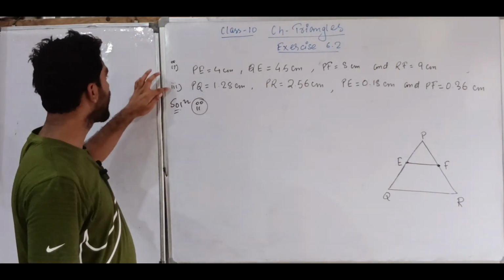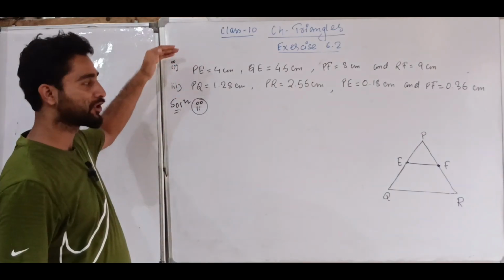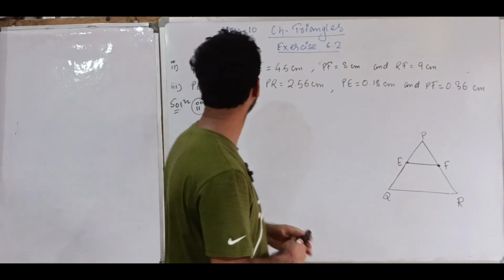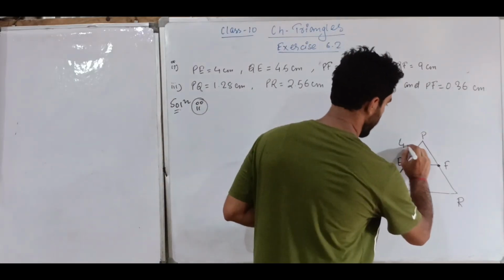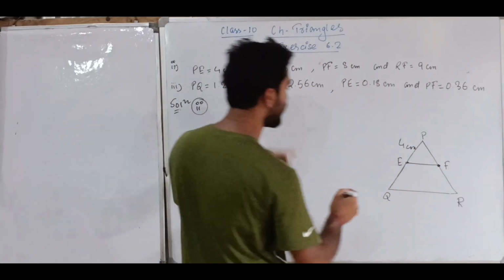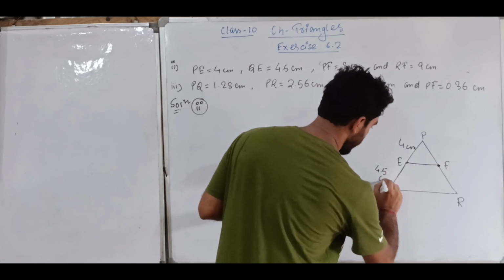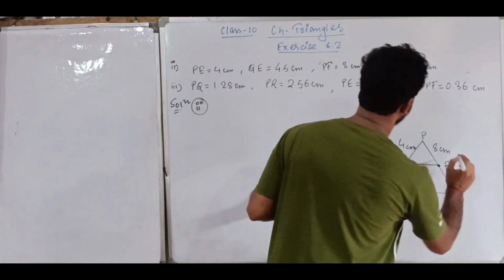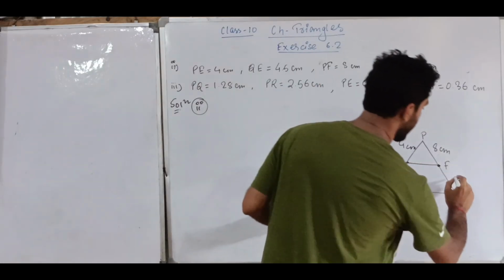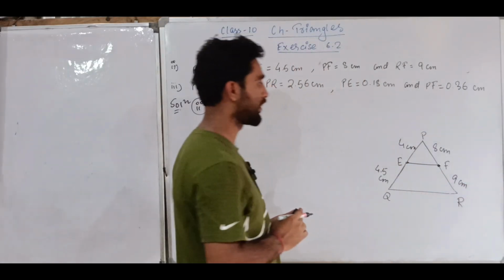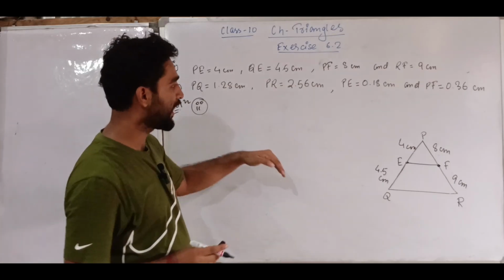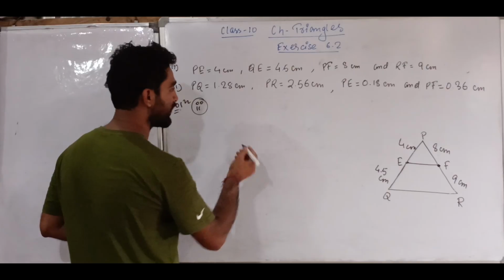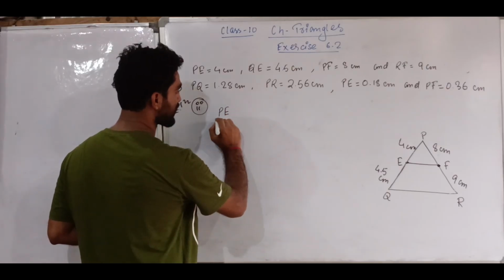Now this question number 2 and 3 also, it is the part of the same question. So according to question number 2, PE is given 4 centimeter, QE is given 4.5 centimeter, PF given 8 centimeter and RF given 9 centimeter, and we have to check whether this EF is parallel to QR or not. So see, first we will find out whether their ratios are the same or not.